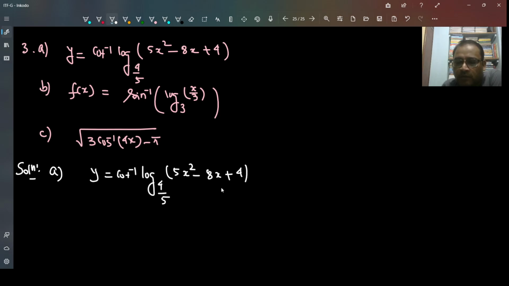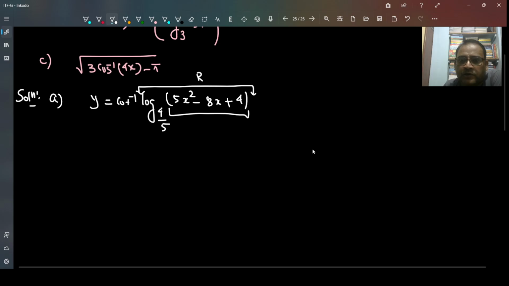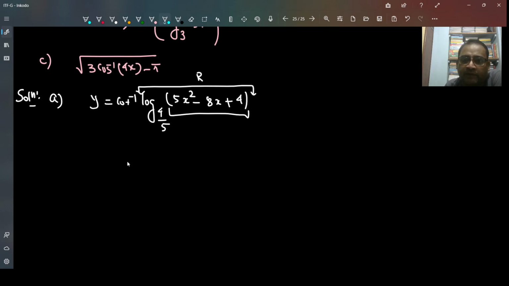Now, there is no problem for the cot inverse x function to take any real number. So if this part is real, there is no problem. But log is defined only when you give a positive input. So first of all, we have to check for which x it will be positive.